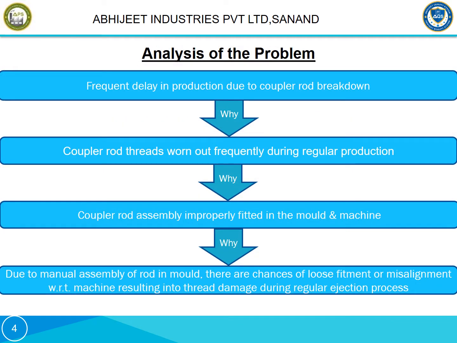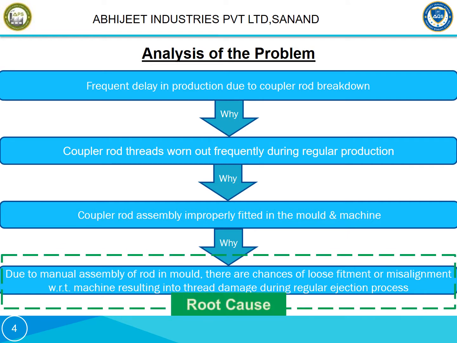So to find out the real root cause of the problem, we have used Why-Why analysis method. So I want to describe analysis of this problem. Frequently delay in production due to coupler rod breakdown. Why? Coupler rod thread worn out frequently during regular production. Why? Coupler rod assembly improperly fitted in the mold and machine.